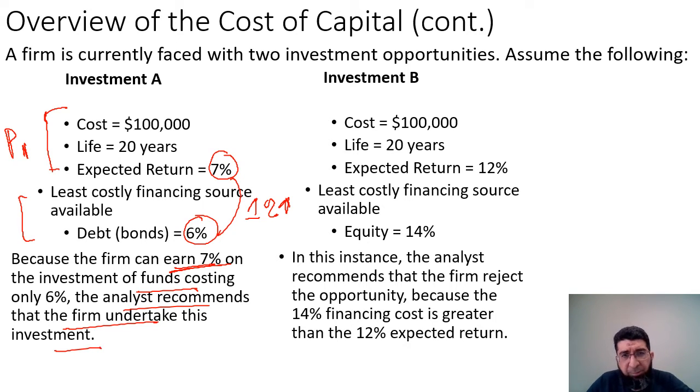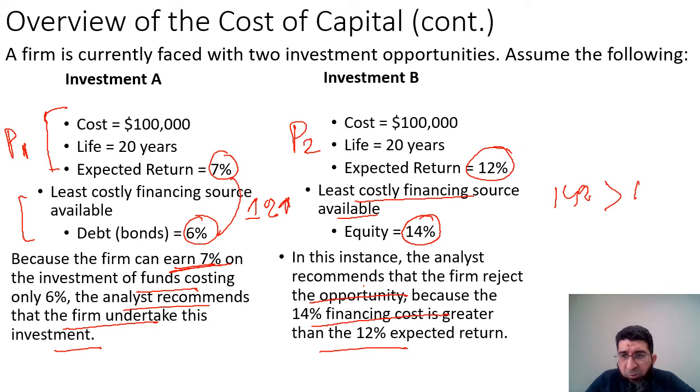In investment B, the same cost and the life. However, project 2 is giving an expected return of 12%, while the least costly source of financing right now available, where the firm can invest its money instead of taking up that project, costs 14%. Now, in this instance, the analyst recommends that the firm reject the opportunity because the 14% financing cost is greater than 12%. You can see that 14% is greater than 12%.